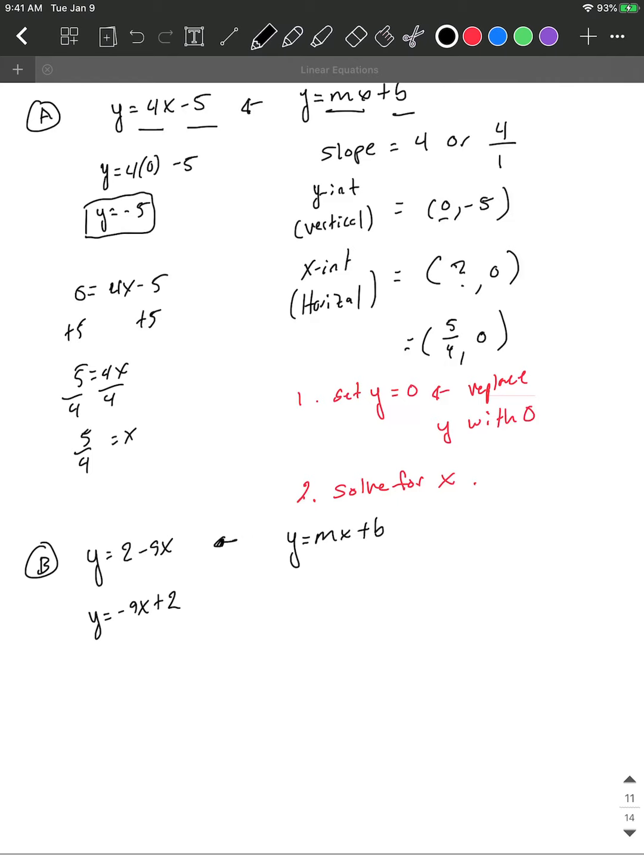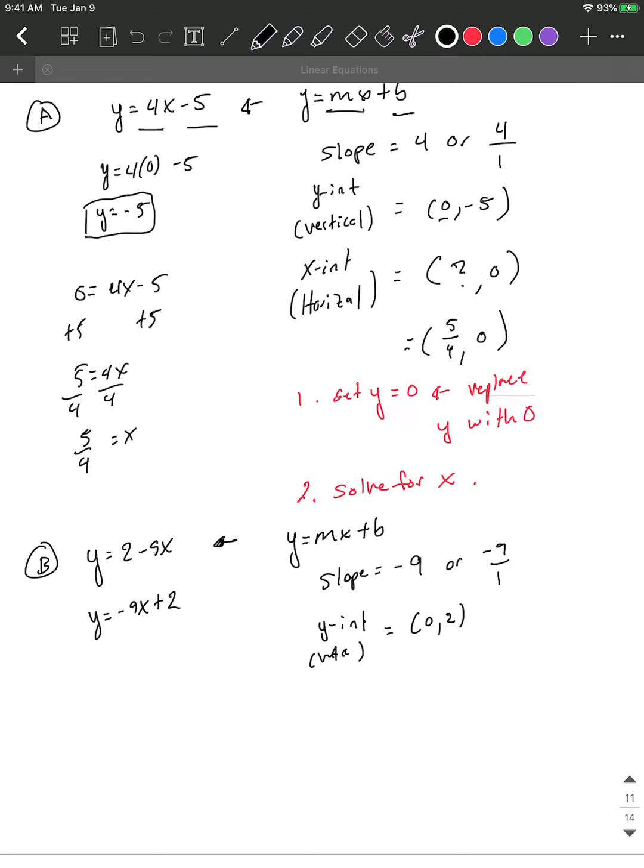We already know the 2 is positive because there's not a negative, and then it tells us that that's minus 9, which is a representation of a negative. So from here we can say slope is equal to negative 9, or negative 9 over 1. Your y-intercept, or vertical, is going to be (0, 2), because that's what we get from our information.